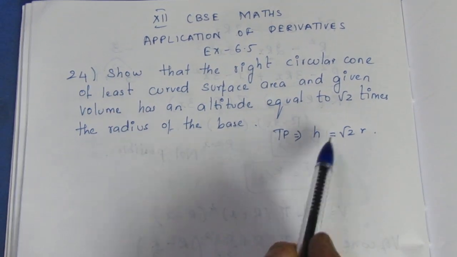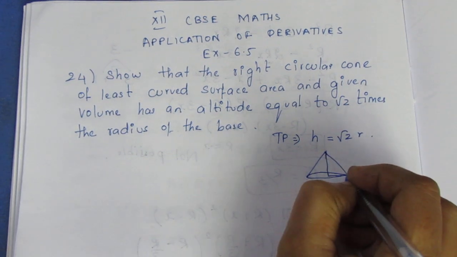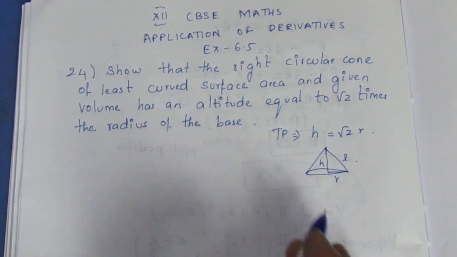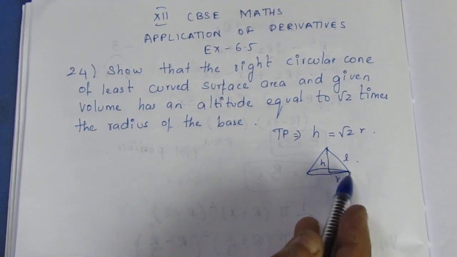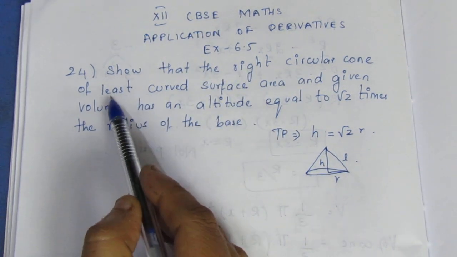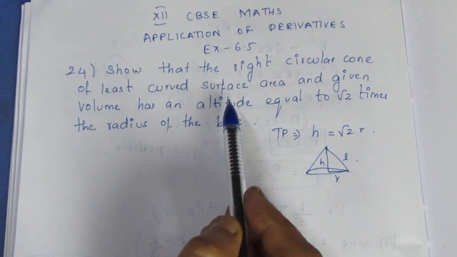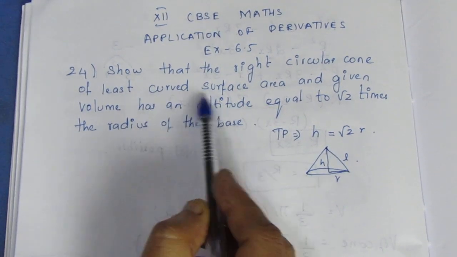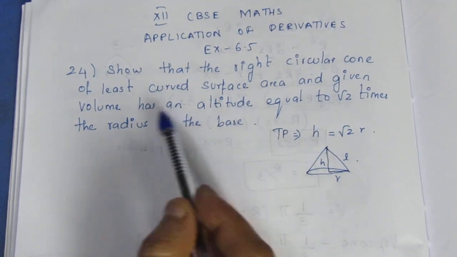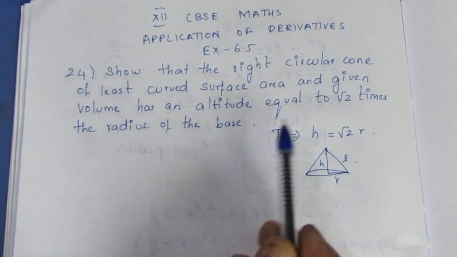So we need to prove this in a cone. The cone, we know, has radius R, height H and slant height L. Here we need to prove H is equal to √2 R, and the given thing is least curved surface area. Whatever it's given, least or maximum, the minimum, we need to differentiate that. So here we are going to differentiate the curved surface area of the cone, and the given volume is the constant one.